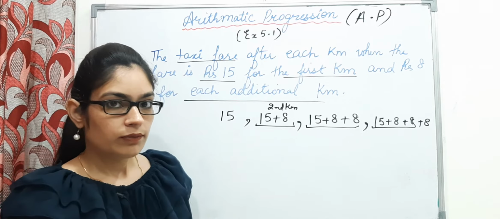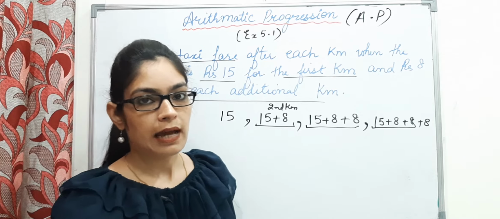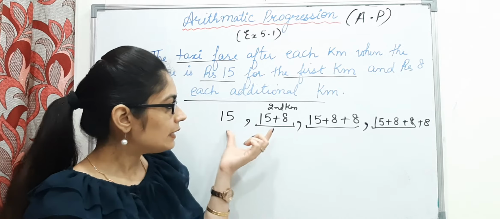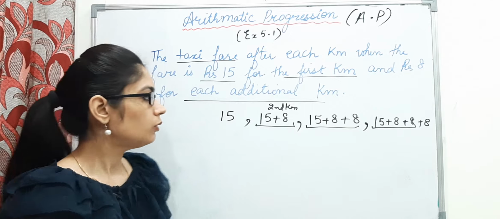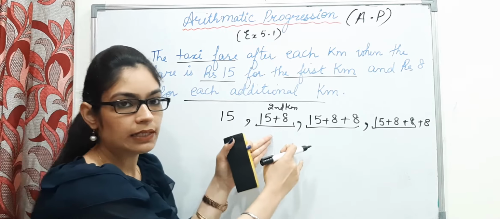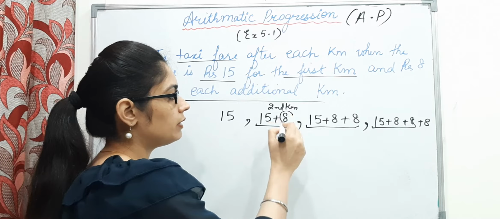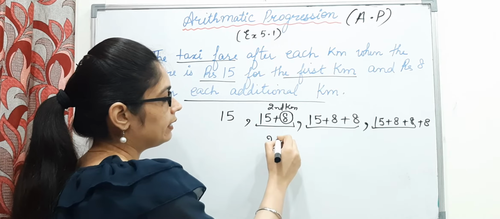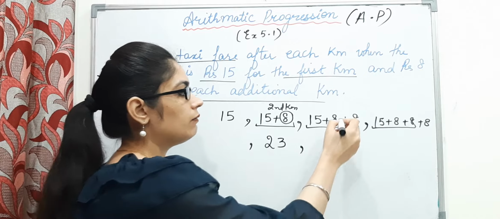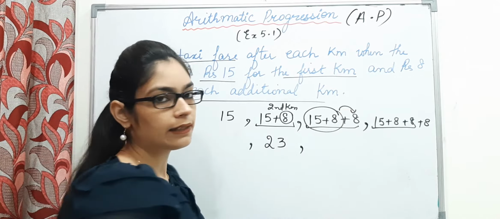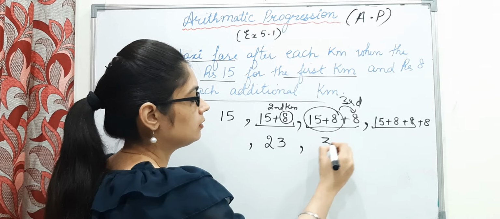In each kilometer, we have to add the previous amount also. If you have traveled in a cab or auto or 3-wheeler, you can see it's always the previous amount plus additional. So for the first kilometer it is this, for the second kilometer it will be the previous amount plus an additional 8. That's what we have done. If we add, it will be 23. Now next will be 23, the previous, plus an additional 8. This is for the third kilometer. So 23 plus 8 is 31.